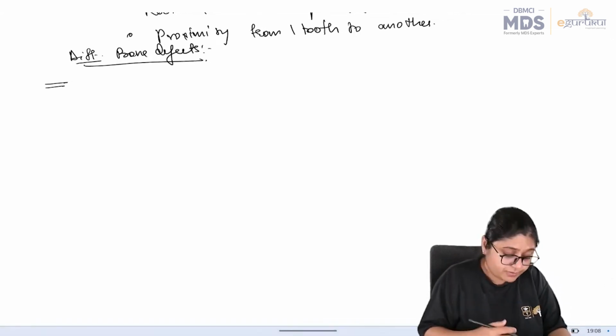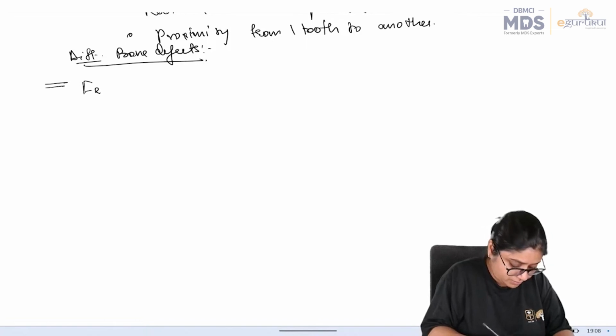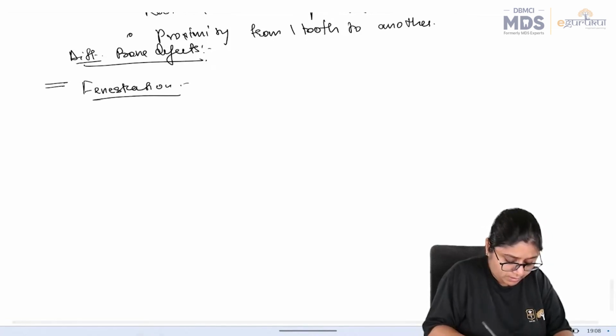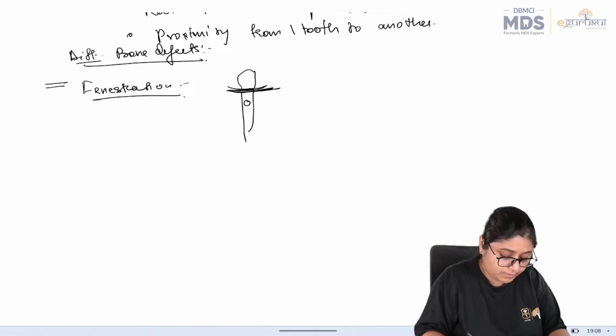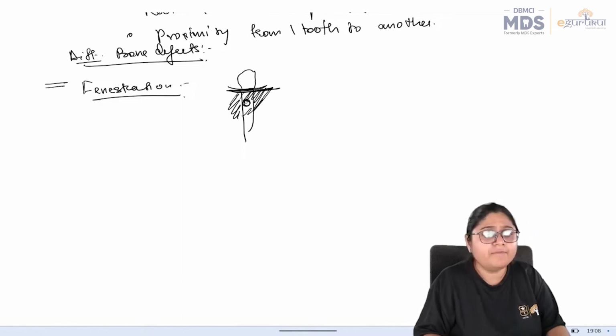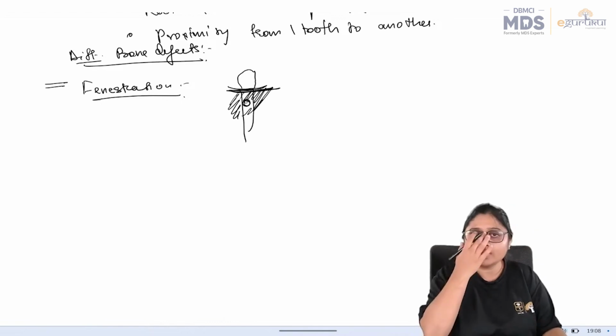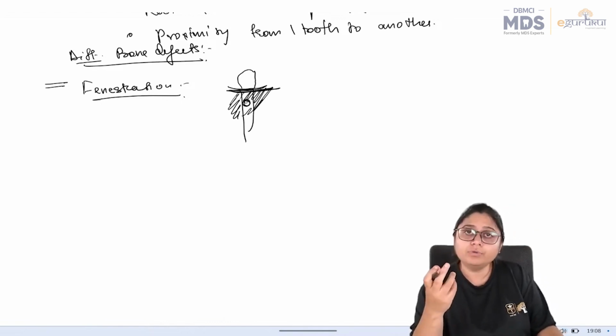First is your fenestration. So in fenestration, what you will see, there will be presence of marginal bone. The marginal bone will be intact, and here the bone will be intact. And only at some specific site, this is a developmental anomaly. This is because of some developmental anomaly. It can be because of an increase in the thickness of root in this region.